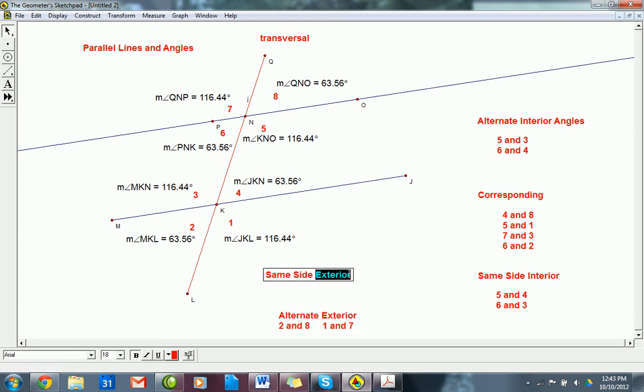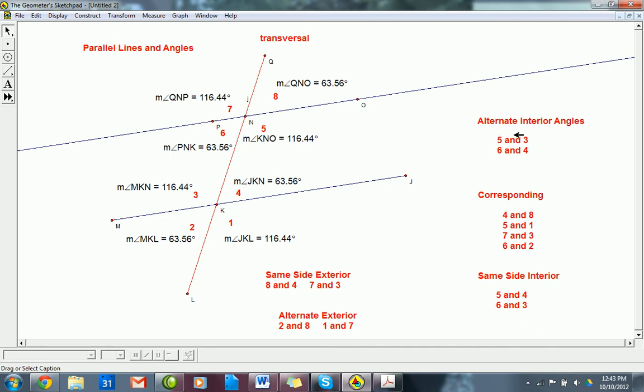Same side exterior. You have 8 exterior, interior is 5, interior is 4, and then same side is 1. Right. So 8 and 1 would be same side exterior. Same side of the transversal, both exterior. 7 and 3. Okay. So let's formalize that. 8 and 4, 7 and 3. Okay. Now, what we found today was as follows.